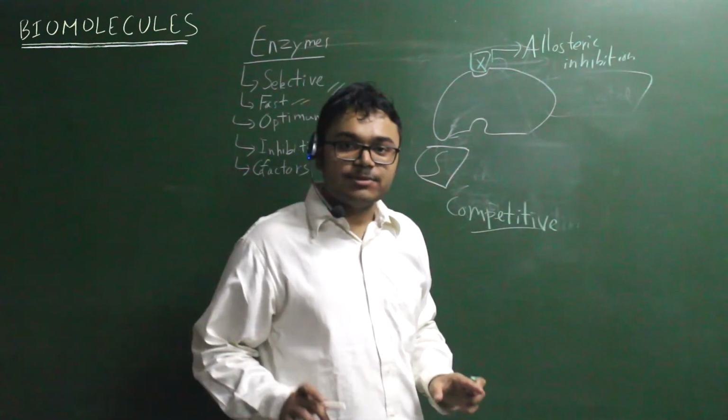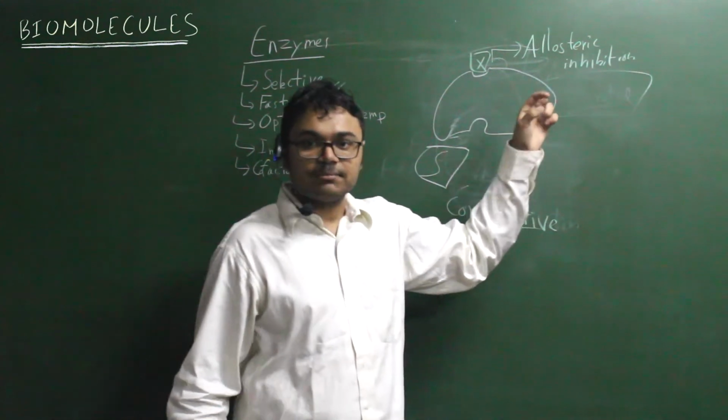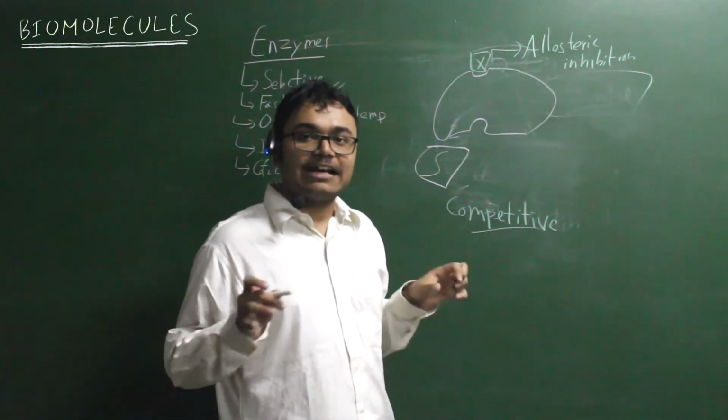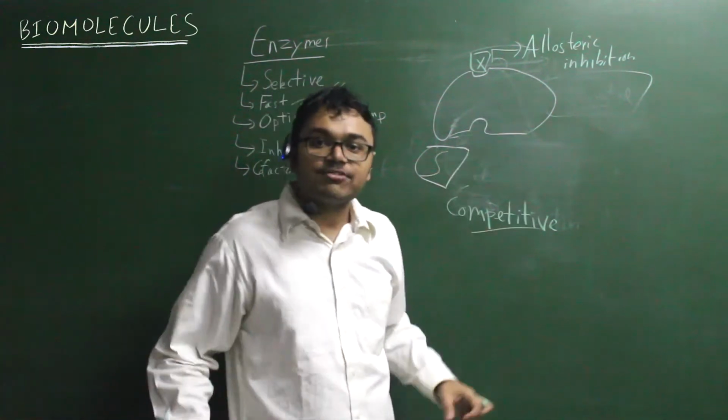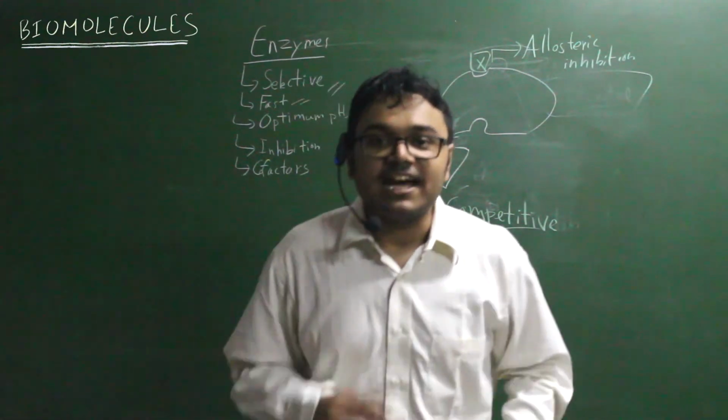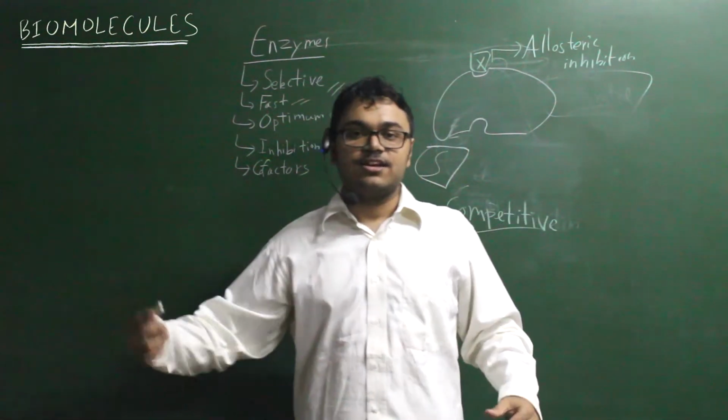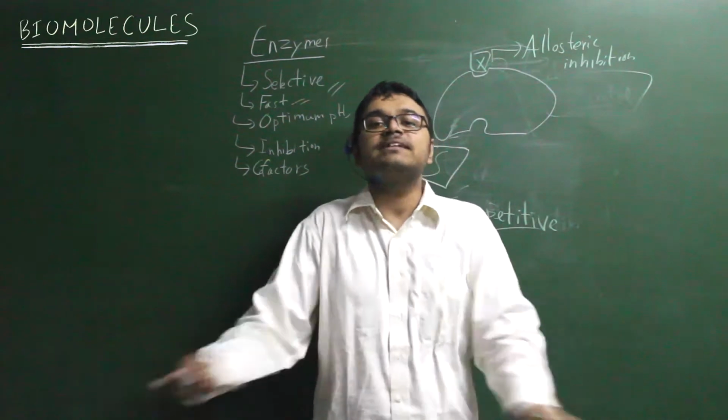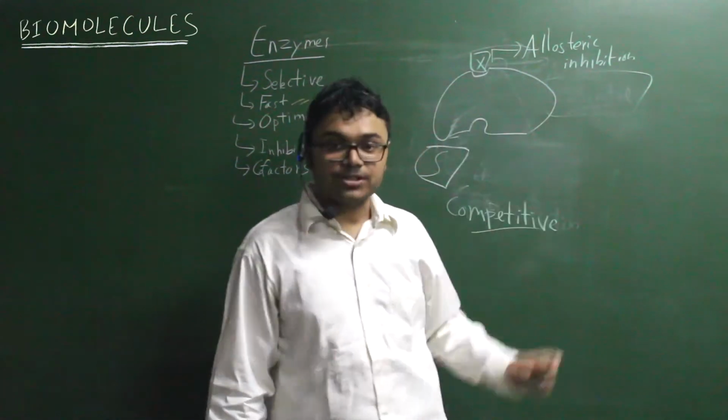Now, allosteric inhibition is generally not something that comes from outside. Generally, allosteric inhibition is something that is done by the body itself to keep an enzymatic reaction in check and to keep it from going too fast. Okay, when we don't need a particular reaction, we inhibit half of it using this allosteric inhibition.